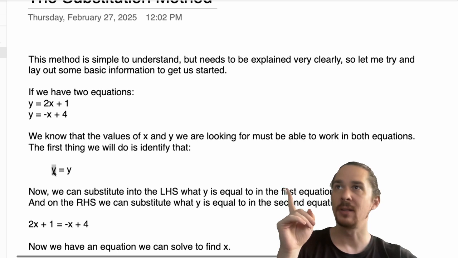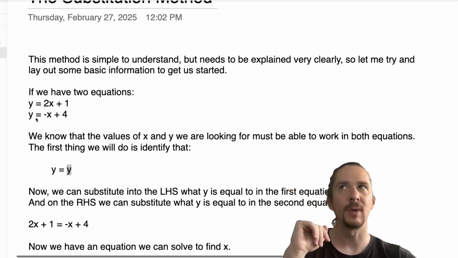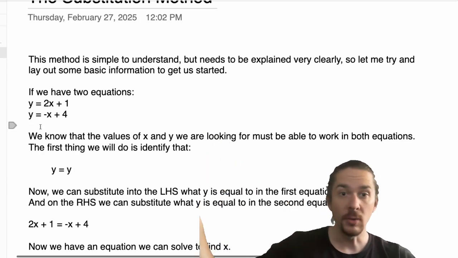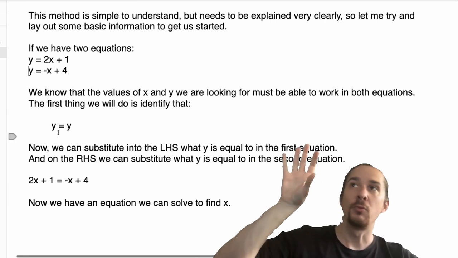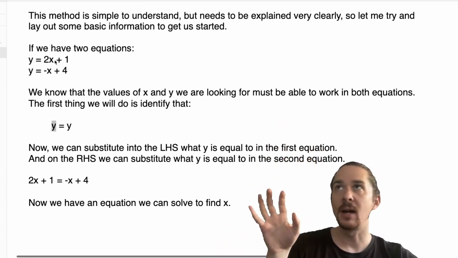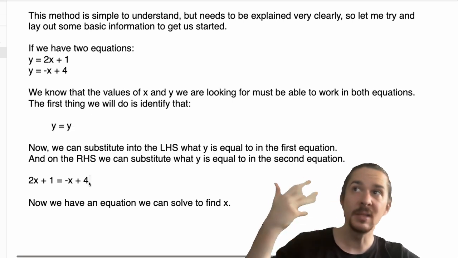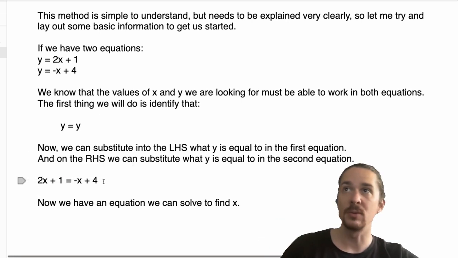Because the y on the left-hand side is meant to represent this y, and the y on the right-hand side is meant to represent this one up here. But they're equal. They're the same value. So if y equals y, then on the left-hand side, I can replace that y with what I know it's equal to, which is 2x plus 1. And on the right-hand side, I can replace that y with what I know it's equal to, which is negative x plus 4. And so the equation y equals y becomes the equation 2x plus 1 equals negative x plus 4.